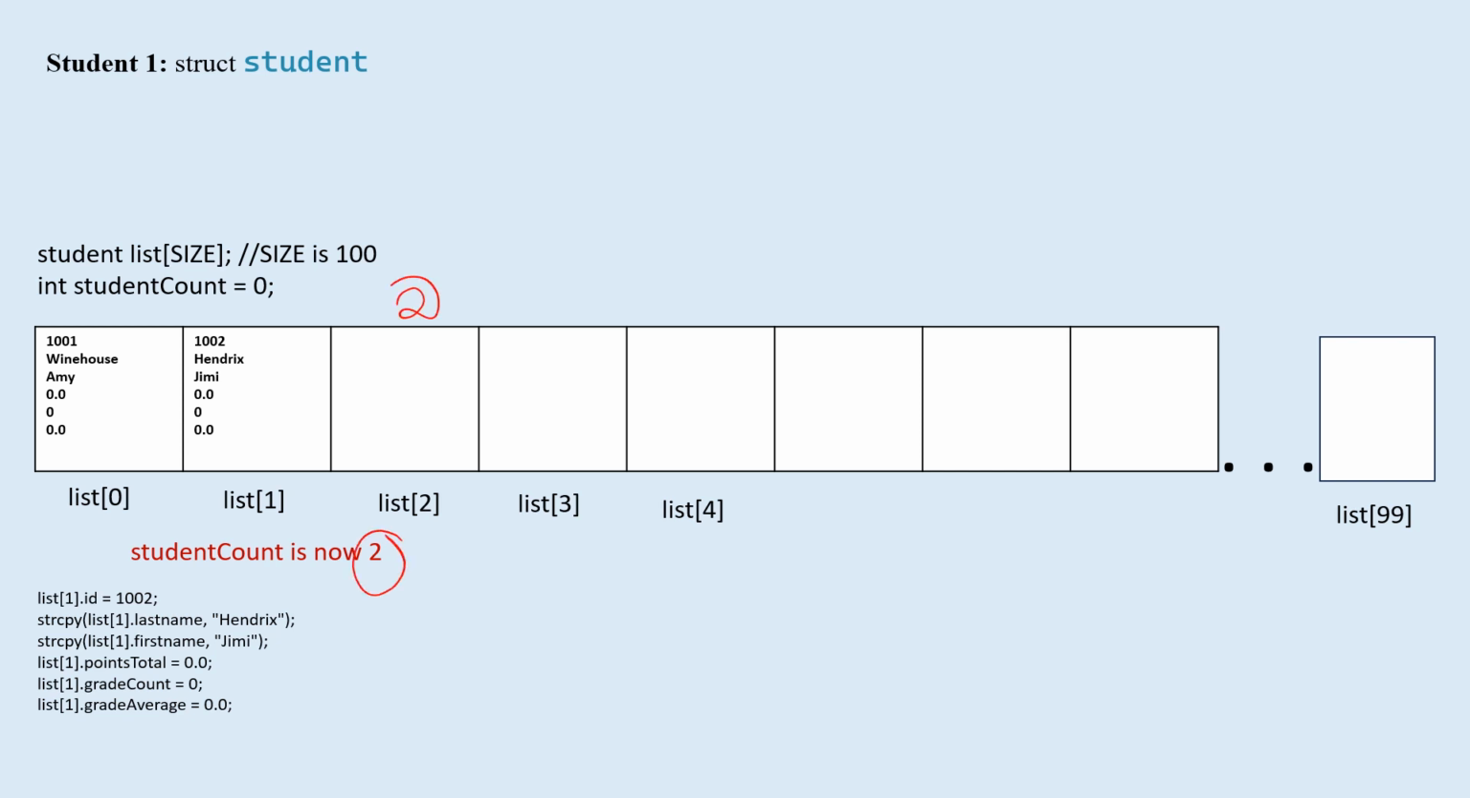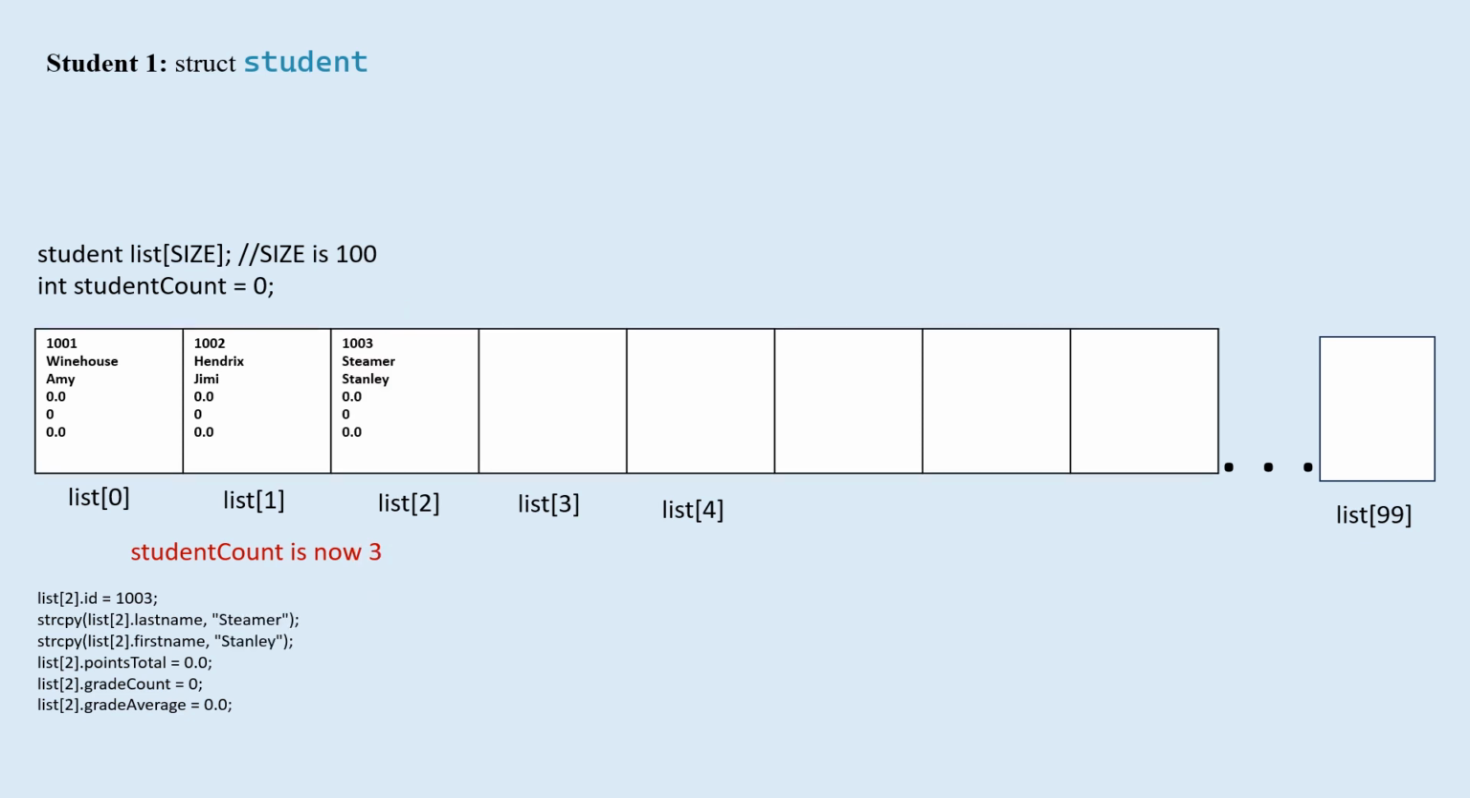Again, this is index 2. That's the next empty one. Now I've put my third one in. My student count is 3. Again, this is hard coding them in, so I don't have to use the count here. The reason I don't have to use the count here is because in a function, I'm just going to fill this so that later when I want to calculate some grades, I have some students to work with.